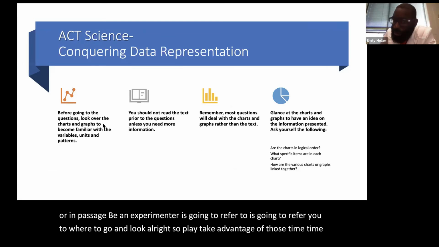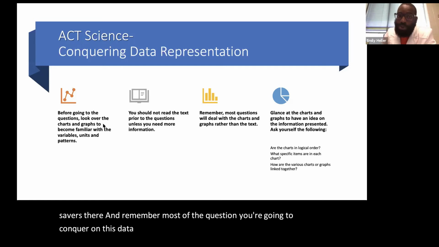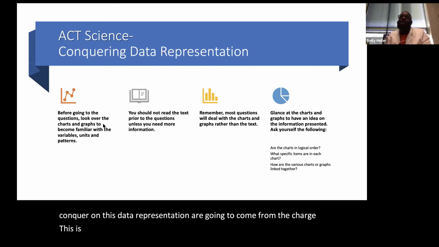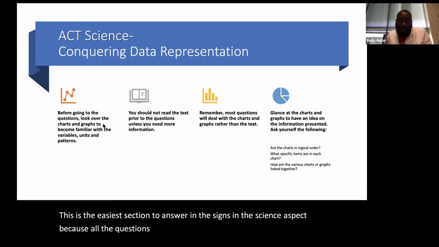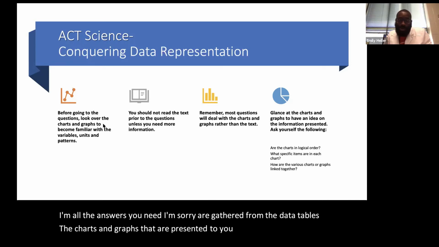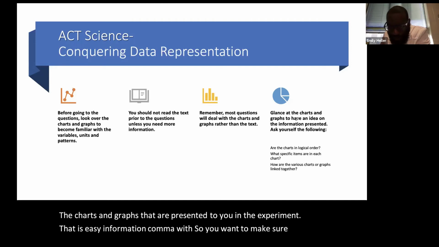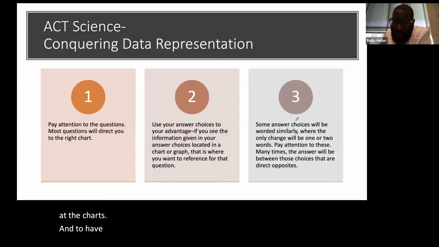And remember, most of the questions on this data representation are going to come from the charts. This is the easiest section to answer in the science aspect, because all the answers you need are gathered from the data tables, the charts, and the graphs that are presented to you in the experiment. That is the easiest information to come up with. So you want to make sure you look at the charts to have a general idea of, whoa, go back.